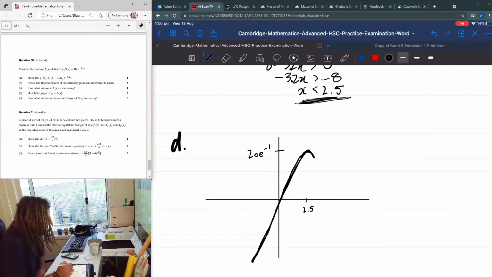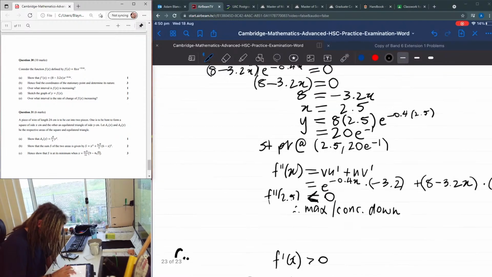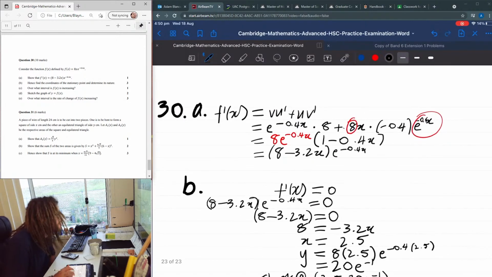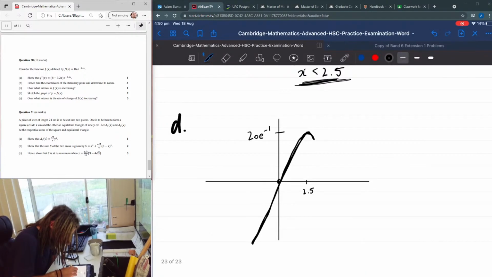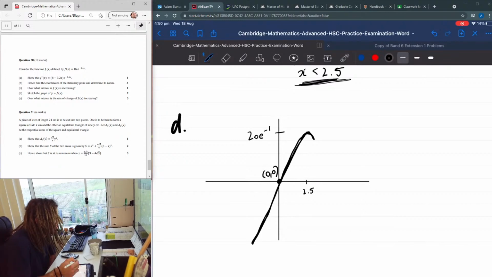I don't know what my intercepts are, but where's my original function? The original function, if I put a 0 into that, it's going to be 0. So it's going to cut through the origin. So it definitely cuts at 0, 0. And then I just need to figure out what the rest of my graph looks like.